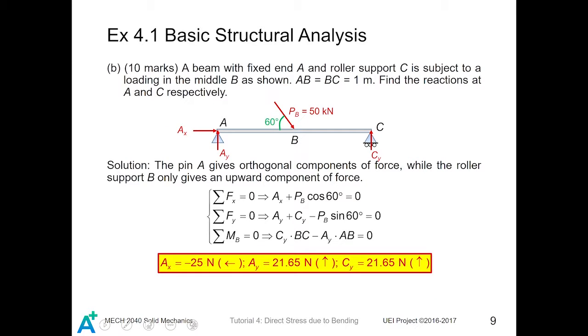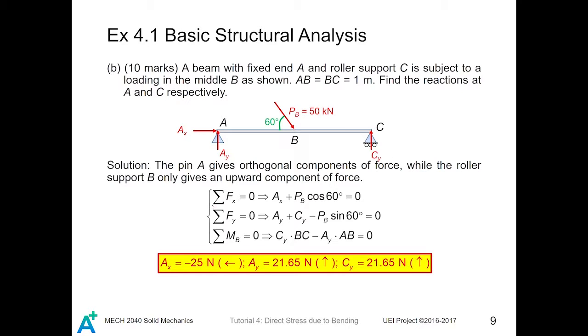For part B, it has a 50 kilonewton force acting in the middle at an angle of inclination of 60 degrees. Similarly, we draw the orthogonal components at the pin A, as well as the vertical support force Cy at point C.